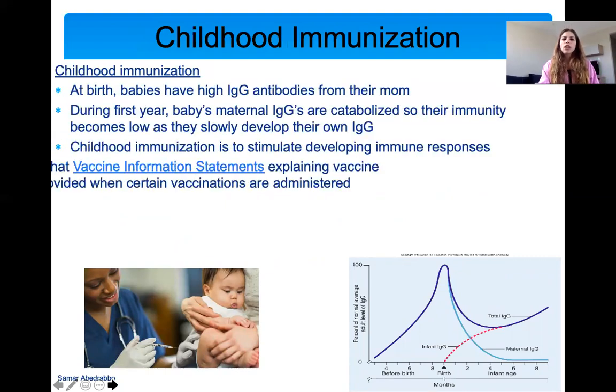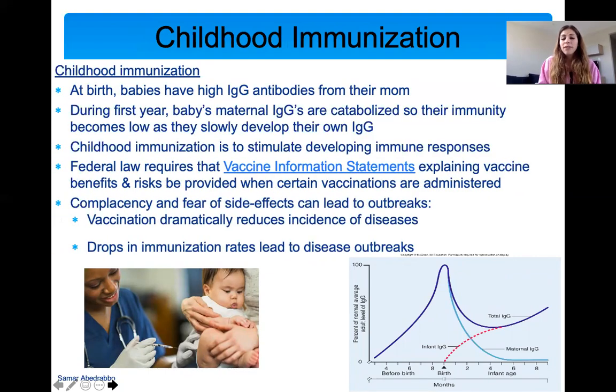Childhood immunization. So when babies are first born, they have a high amount of IgG. Remember, IgG is an antibody that they get from their mom. So in the beginning of a baby's life, they have a high amount of IgG, and the IgG over that year gets catabolized, or broken down, as the baby's immunity builds up. So their immunity becomes low as they slowly start developing their own IgG. So there's the maternal IgG, and then the baby is slowly developing their own antibodies. And IgG is a great antibody that protects you against certain pathogens. Remember, antibodies can cause phagocytosis, neutralization, agglutination.